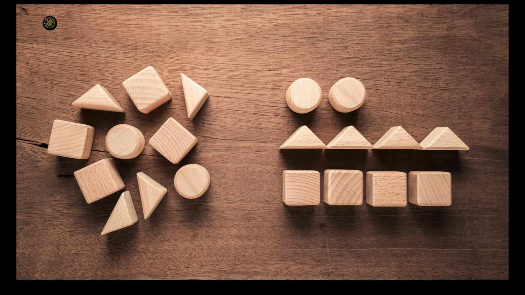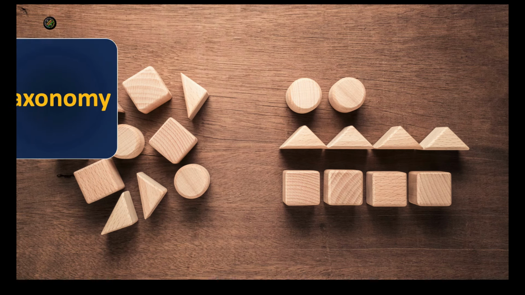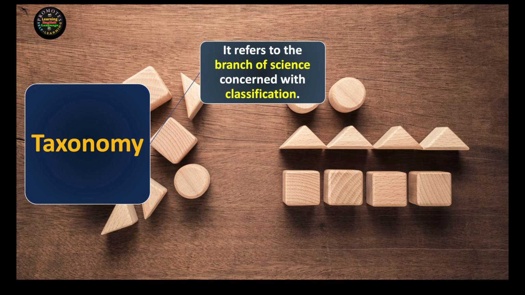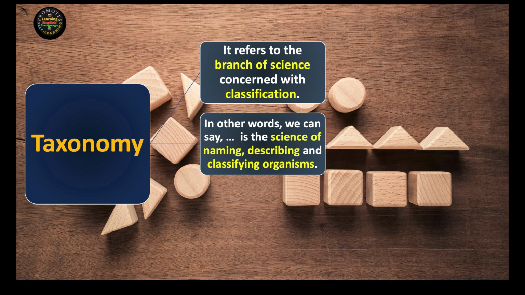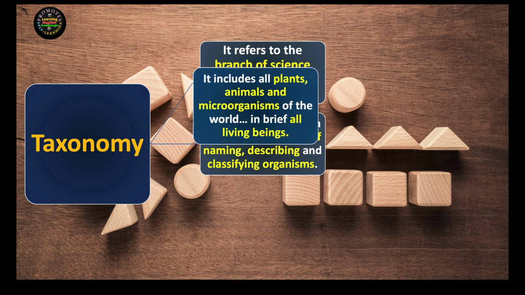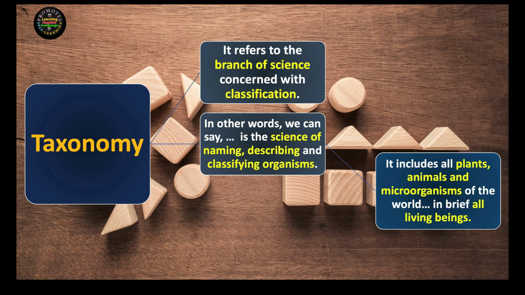Now let's move on and understand the definition of the word taxonomy. It refers to the branch of science concerned with classification, to classify something, to put something into order, to arrange something. In other words, we can say taxonomy is the science of naming, describing and classifying organisms. Here the word organisms is very important. Why? Because taxonomy in fact comes to language from the field of biology. That's why we say it includes all plants, animals and microorganisms of the world. In brief, all living things, all living beings.